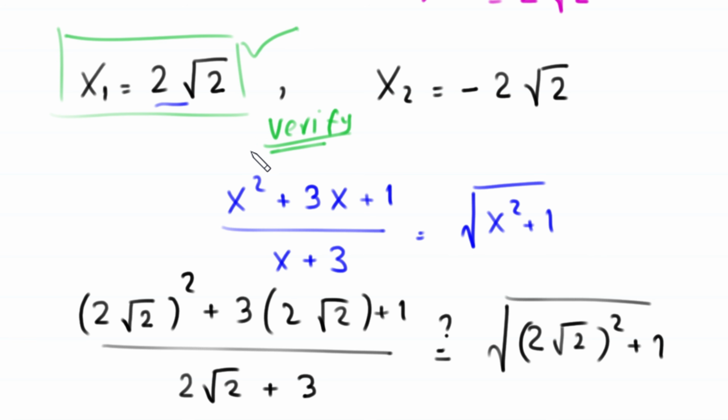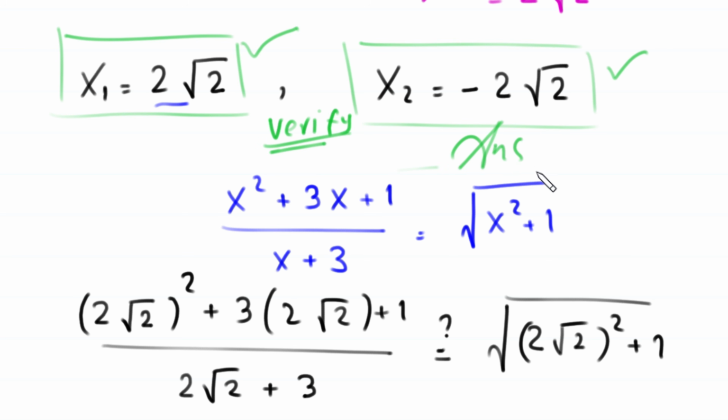In the same way, if we put the second value of x, negative 2 root 2, in the original equation, by using the same process we verify that negative 2 root 2 is also a valid solution. So we have two valid solutions for this equation: 2 root 2 and negative 2 root 2. This is the final answer of this problem.